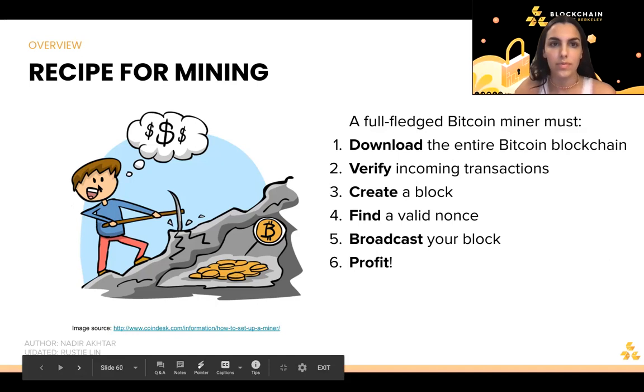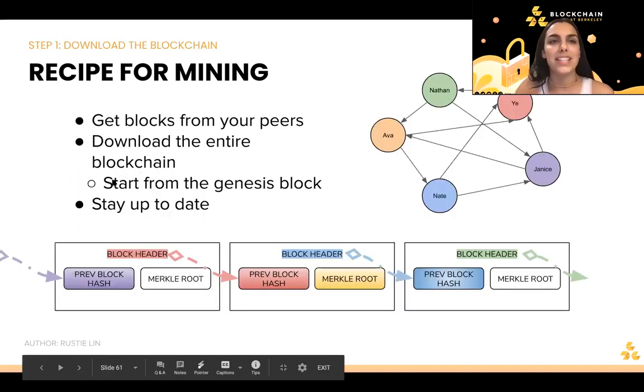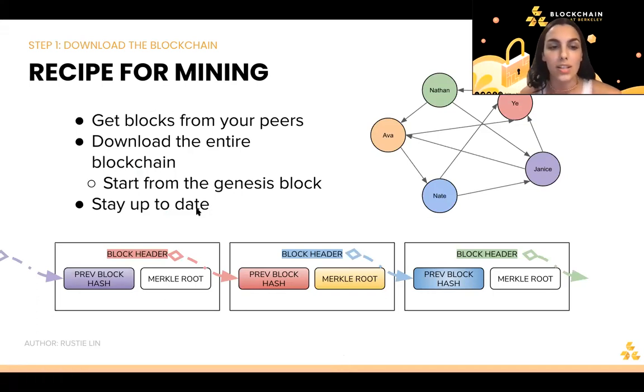Okay, cool. So the first step is downloading the history of the blockchain. You need to get blocks from your peers in order to see what blocks have been added in the past, starting from the Genesis block, which is the very first block on the Bitcoin blockchain. And then you stay up to date. If you ever get a broadcast, someone saying, hey, look, I found this block, it's in your best interest to check it, make sure everything checks out, and then add it to your blockchain, to make sure that you're always mining on the longest chain and not missing out on something by not updating constantly.